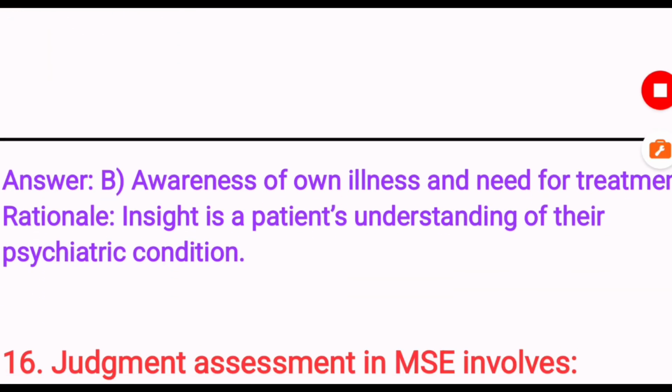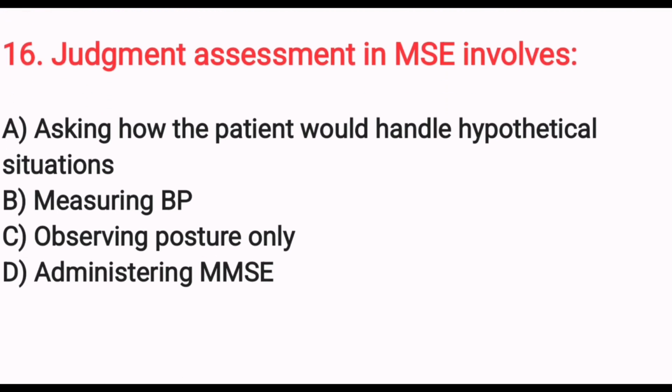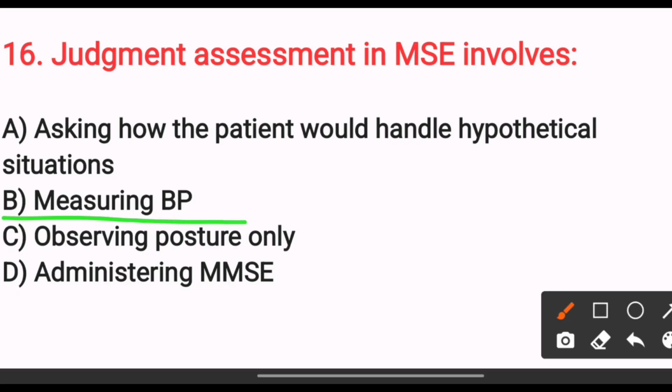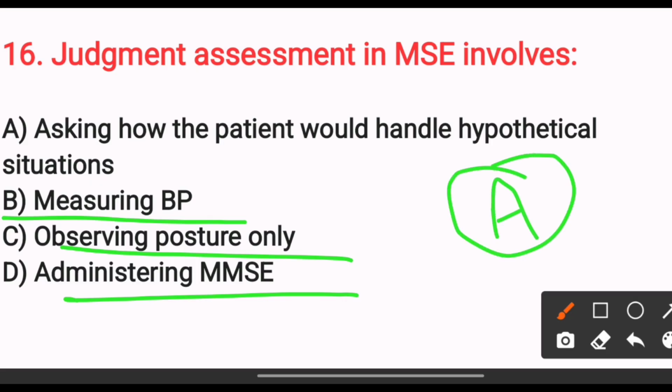Next, judgment assessment in mental status examination involves option A, asking how the patient would handle a hypothetical situation. Option B, measuring the BP. Option C, observing posture only. Option D, administering the mini mental status examination. The answer is option A, asking how the patient would handle a hypothetical situation.